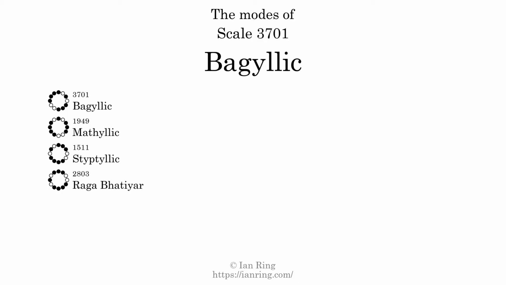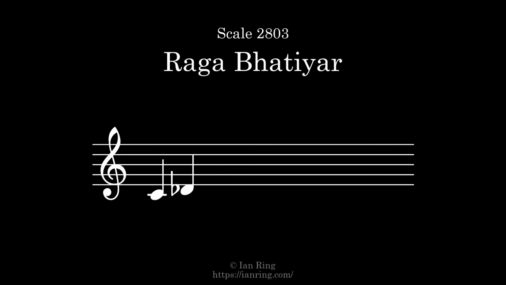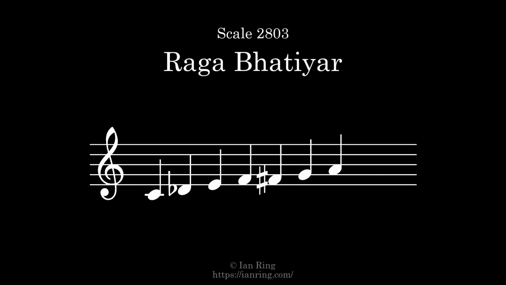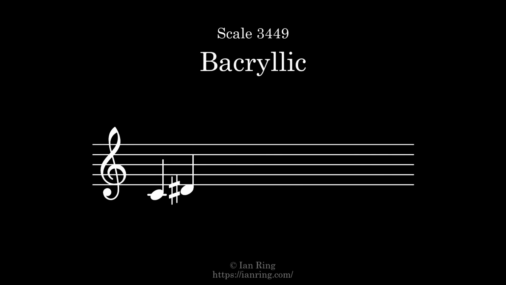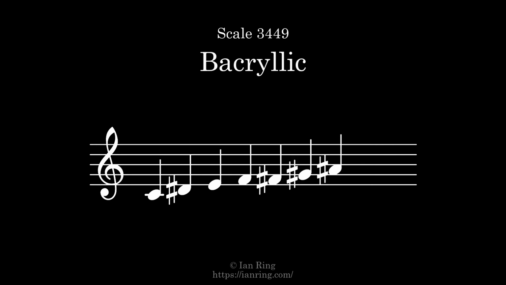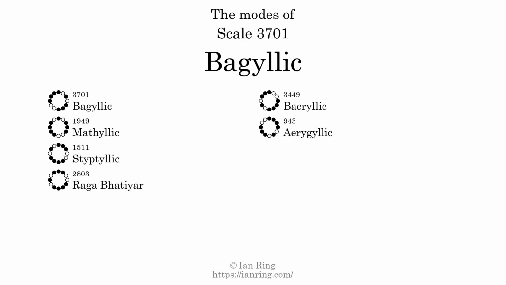The fourth mode is scale 2803, also known as ragabaitia. It sounds like this. The fifth mode is scale 3449, also known as Bagyllic. It sounds like this. The sixth mode is scale 943, also known as Bagyllic. It sounds like this.